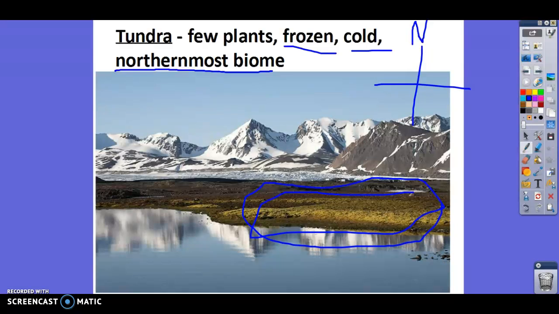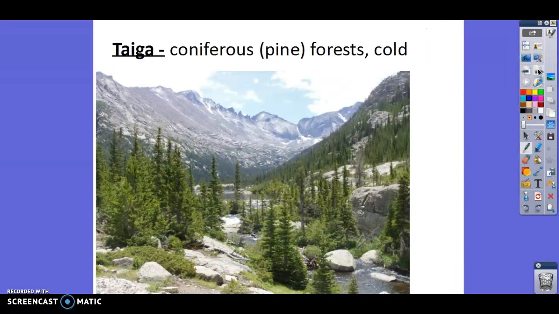Below the tundra, where it's still cold, we get something called taiga. Now, this is not the rapper, it's spelled differently. Taiga is a coniferous forest or a pine forest. Why do we call it coniferous? Well, a conifer is a pine tree. Why is a conifer a pine tree? Well, pine trees produce cones. Notice in the beginning of this word, C-O-N, cone. So another word for pine trees is conifers.